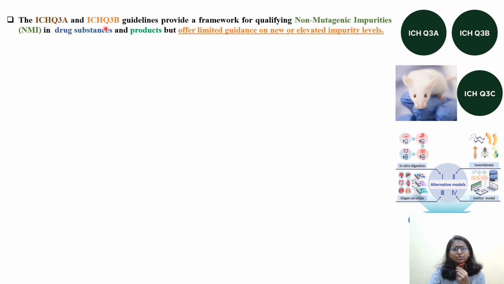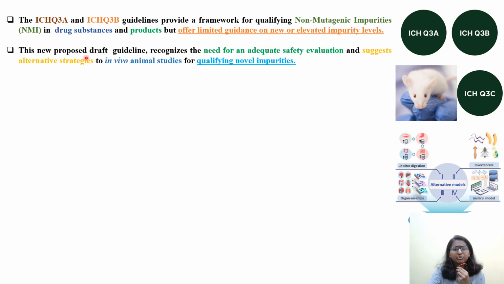ICH Q3A and ICH Q3B guidelines provide a framework for qualifying non-mutagenic impurities in the drug substance as well as products, but offer limited guidance on new or elevated impurity levels. If certain impurities are at higher concentrations, and there are new impurities which are not qualified by either Q3A or Q3B, how to handle such impurities? This new guideline will be useful for that. This newly proposed draft guideline recognizes the need for an adequate safety evaluation and suggests alternative strategies. If there is no literature available for that new or elevated impurity, how do we qualify it? We can qualify it by the following alternative methods.